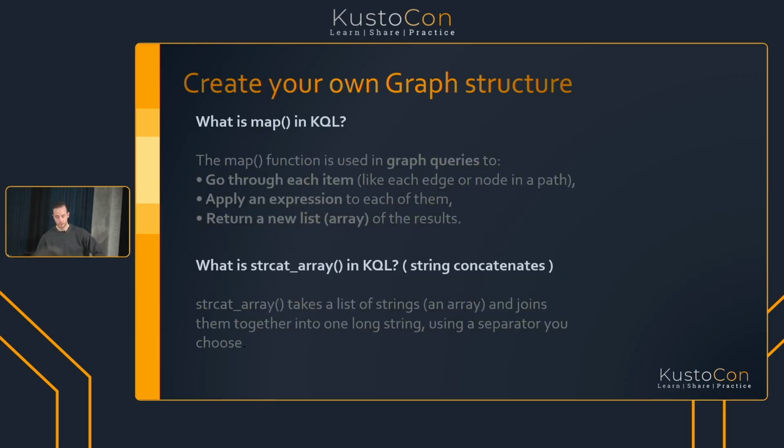What you can do is use the map functions for this in KQL, or the strcat functions. The map function goes to each item, applies an expression to it, and then returns a new list, an array, of those results. And with strcat, you can take a list of strings and join them together into one long string with a separator. So how does it look?